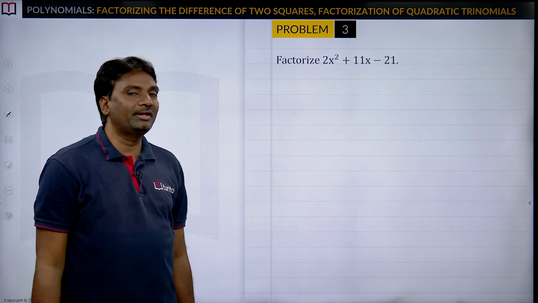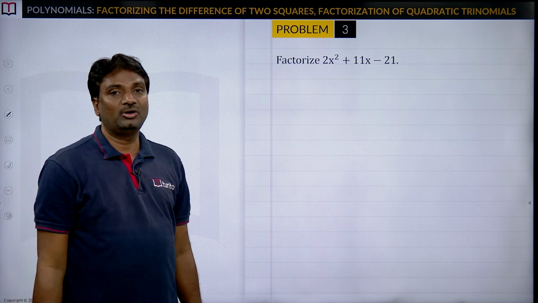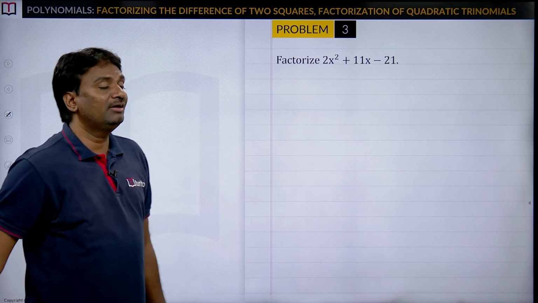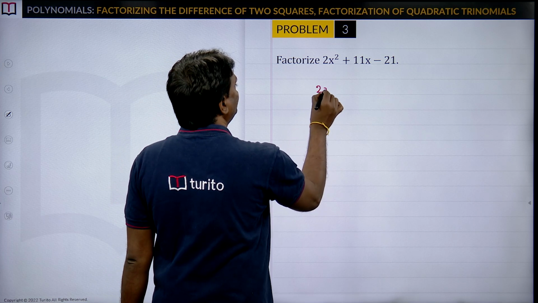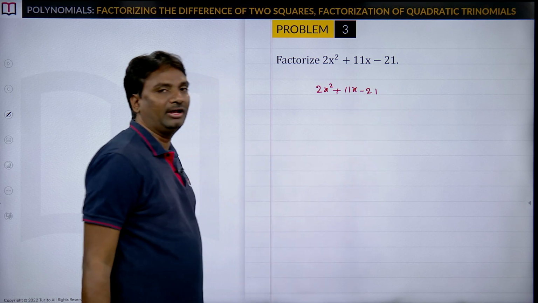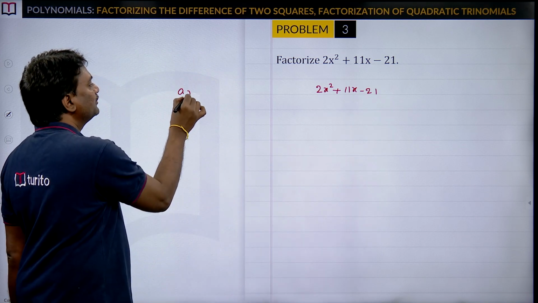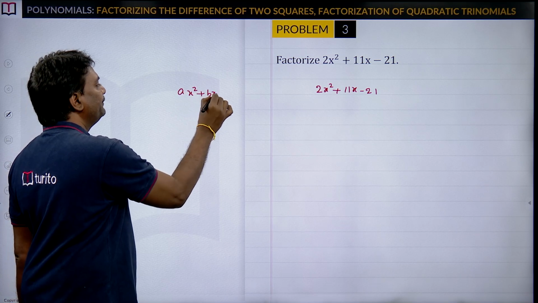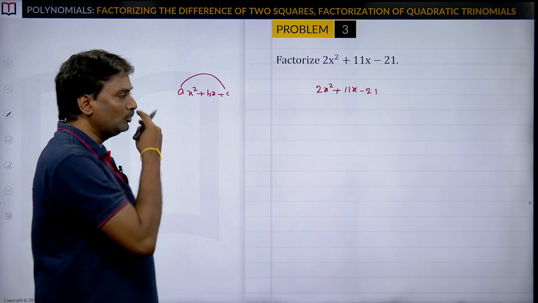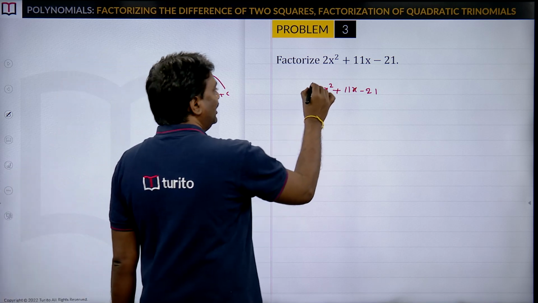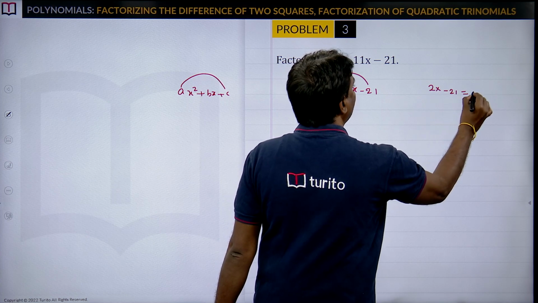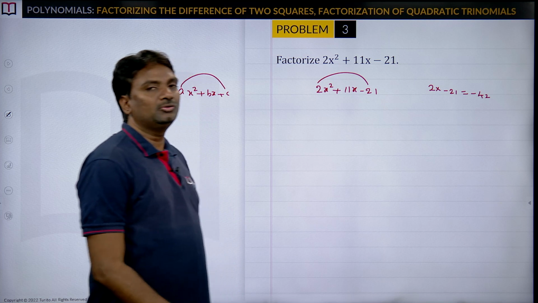So, factorize 2x square plus 11x minus 21. Observe that in the previous two problems the coefficient of x square is 1, but here the coefficient of x square is 2. So, 2x square plus 11x minus 21 is clearly in the form of ax square plus bx plus c. We have to multiply a and c, where a equal to 2 and c equal to minus 21. By multiplying 2 and minus 21, what will you get? Minus 42.